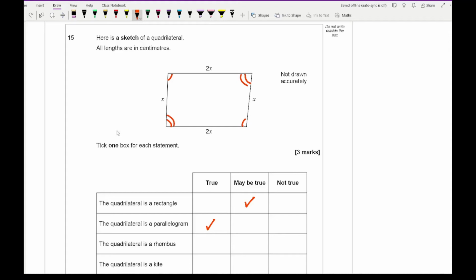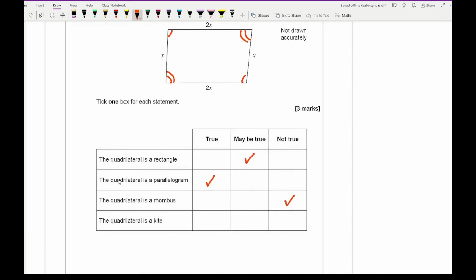that's going to be the same as the opposite angles are going to be the same. And is the quadrilateral a rhombus? That's not going to be true because in a rhombus all the sides need to be the same. And is the quadrilateral a kite? And again, that's not going to be true because adjacent sides need to be equal length. So for it to be a kite, touching sides need to be the same length. So what we need to end up with is something that looks like this, whereas x and 2x are all alternate sides.